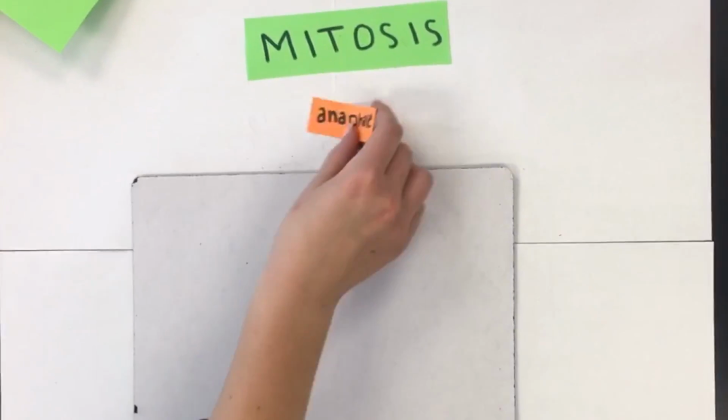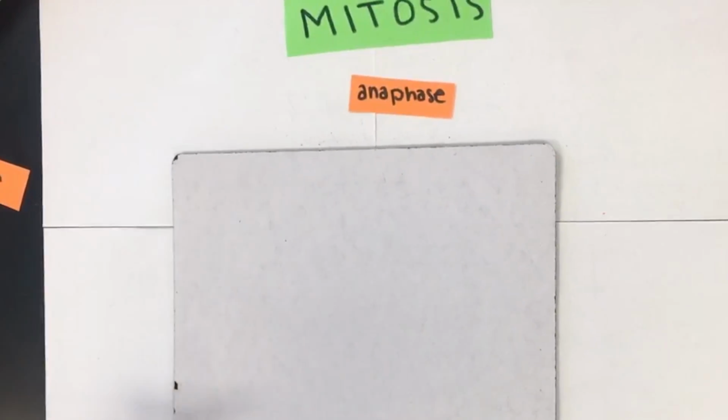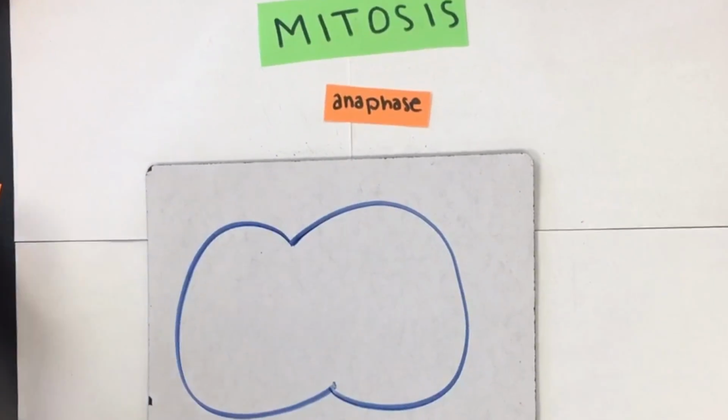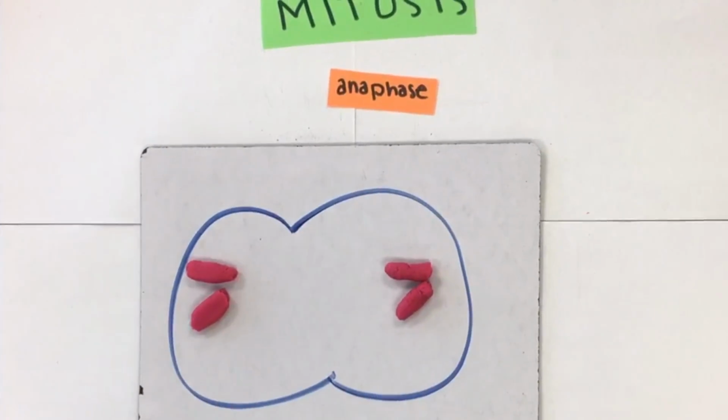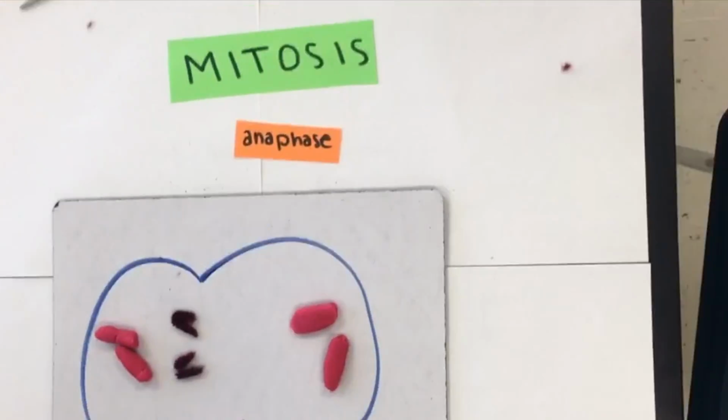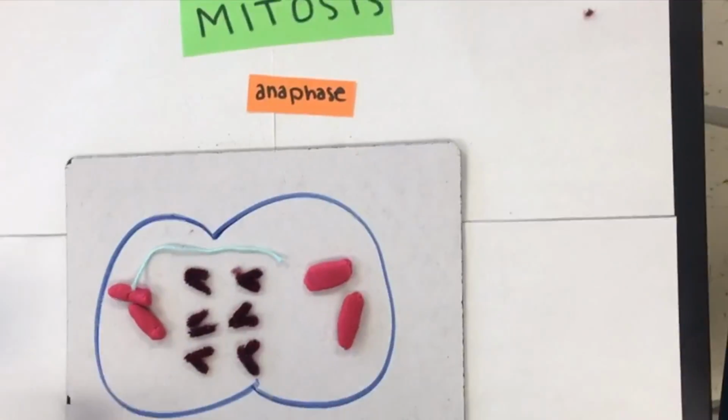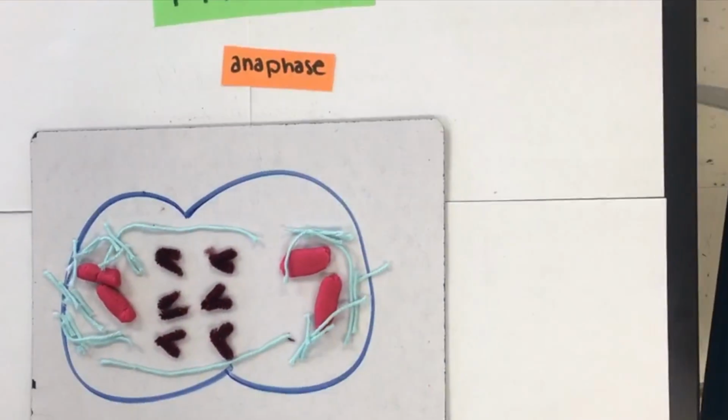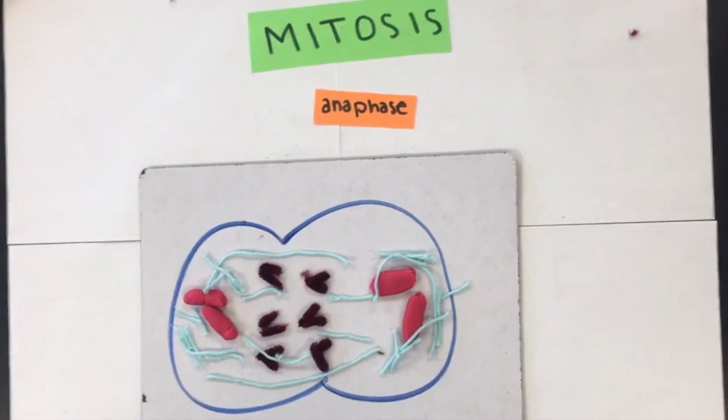The next stage in mitosis is anaphase. In anaphase, chromatids separate at the centromere and move toward the spindle poles. This way, each pole receives the same number and kinds of chromosomes for when the cell divides.